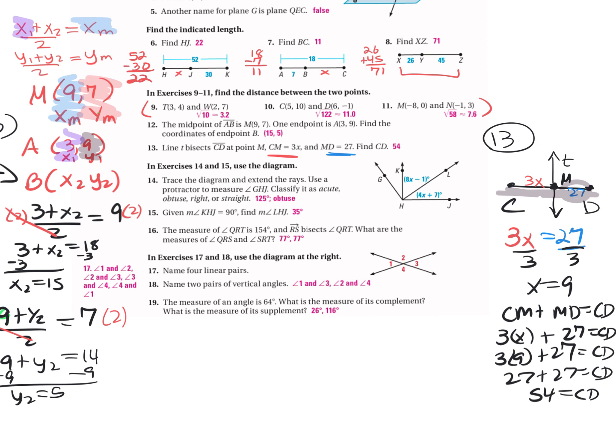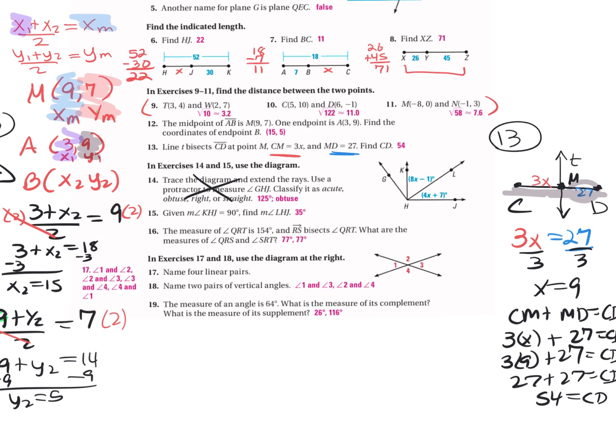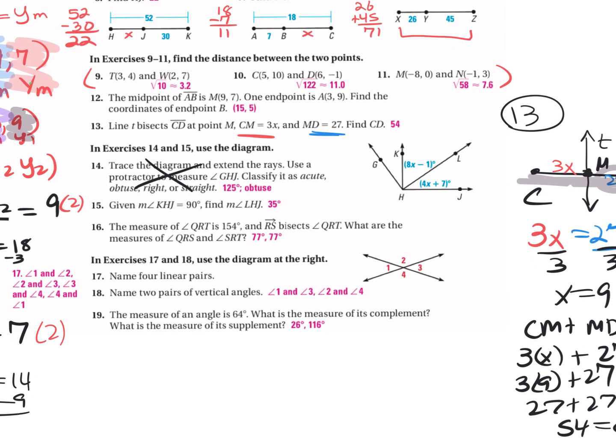Then for number 14, this one was taken off because I'm not going to expect you to use a protractor. For number 15, we're using the diagram, and it's telling me that angle KHJ, which is right here, is a right angle. It's 90 degrees. It wants me to find the measure of angle LHJ, which is over here.